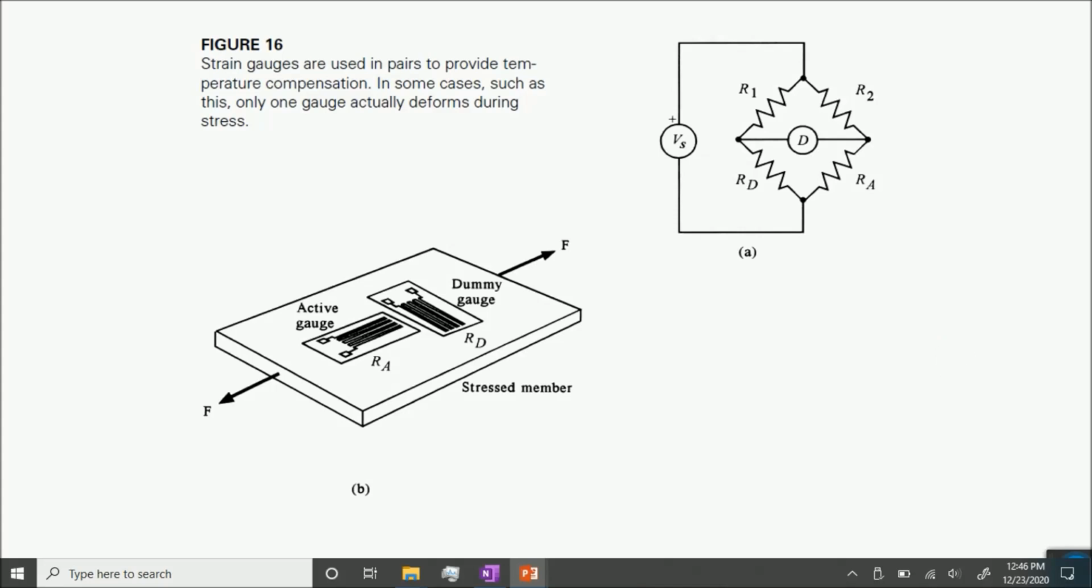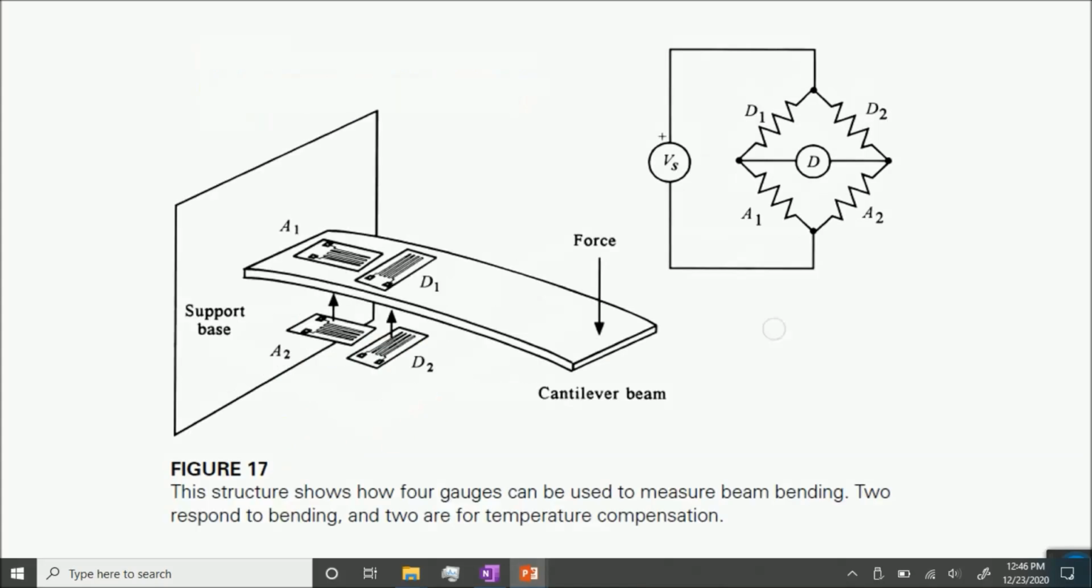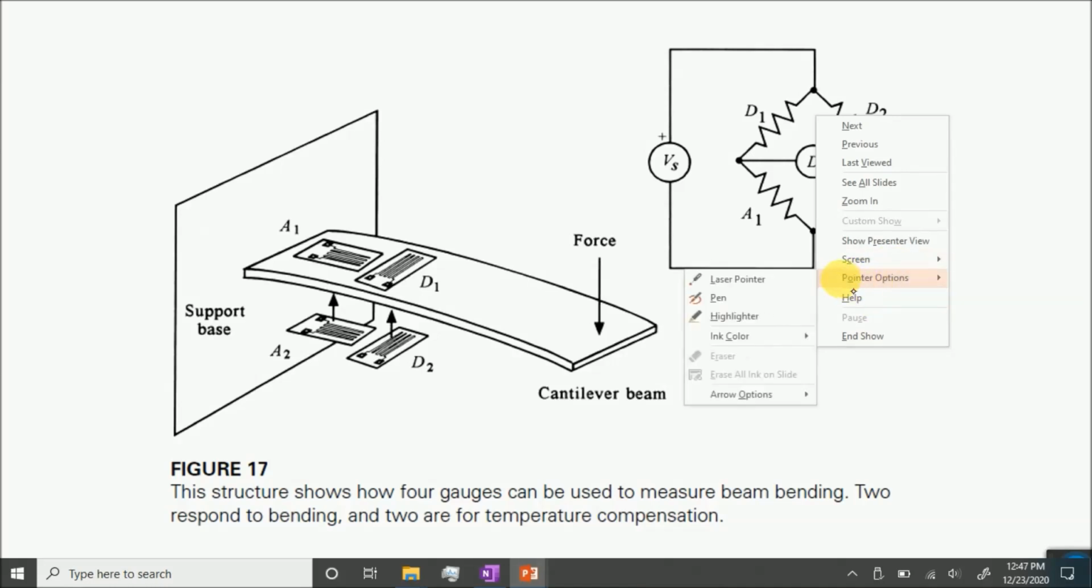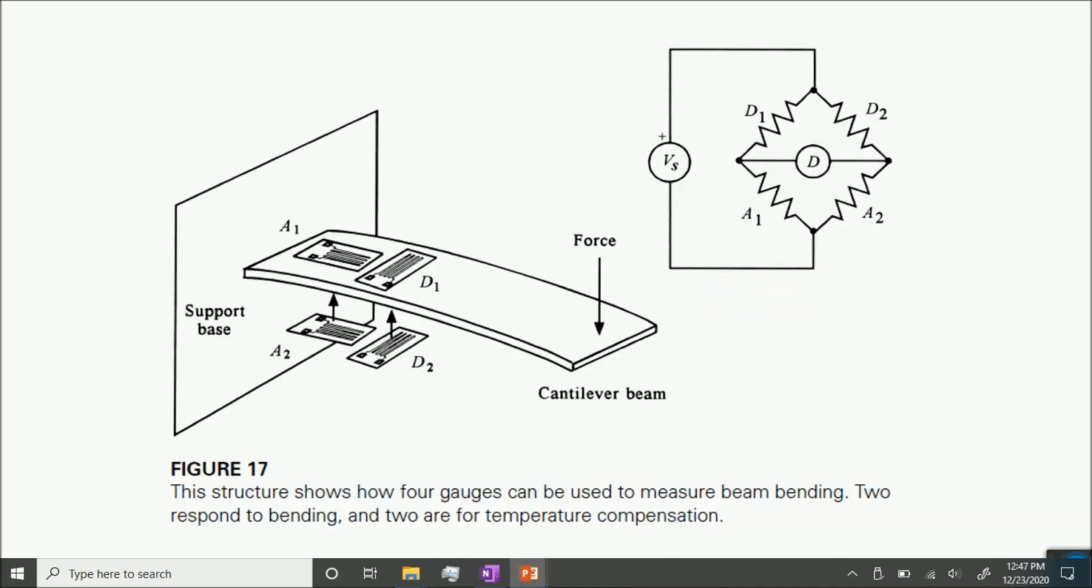So here, as shown in your book, this was the configuration for the single arm bridge, in which we have one dummy cell and one active cell, and here we have the configuration in which we have 2 dummy cells and 2 active cells. So let's suppose this is the beam on which we are applying the force, and due to the application of that force downwards, this beam's length will change.